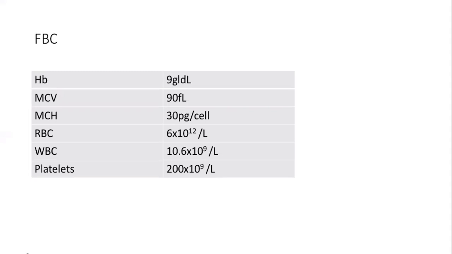Now I am going to give the blood count of this patient. Carefully look at it and please interpret it. Hemoglobin 9, it confirms anemia. MCV 90, can you say something about it? What is the normal MCV? 80 to 100. Very good. MCH is okay. Red cell count, white cell count, and platelet counts are okay. So the blood count doesn't show anything much.